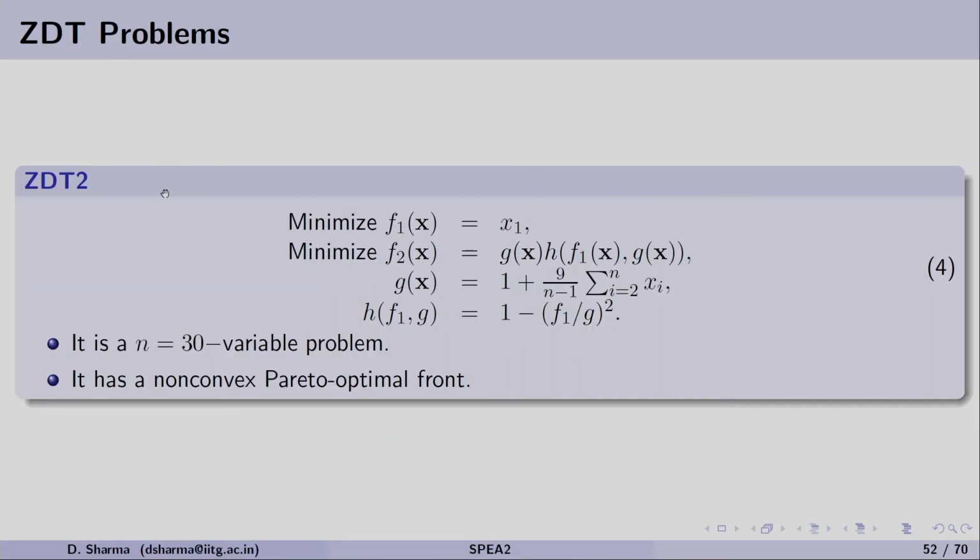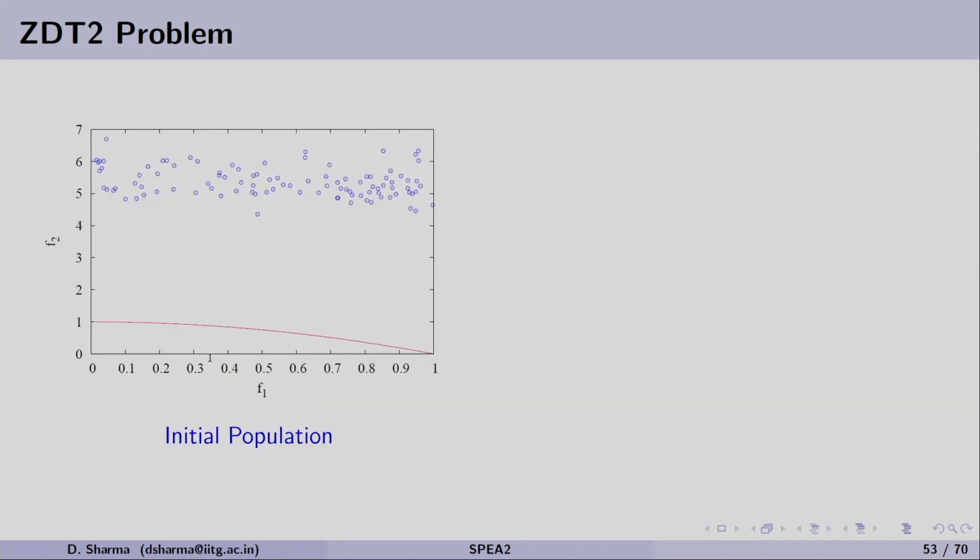Now we will go to another problem, which is called the ZDT2 problem. In this case, we can see that the form of G is the same, but the H is different, and because of this H, the F2 and F1 nature is going to be different, and for the given problem we are going to get the non-convex Pareto optimal front. This problem is also a 30 variable problem.